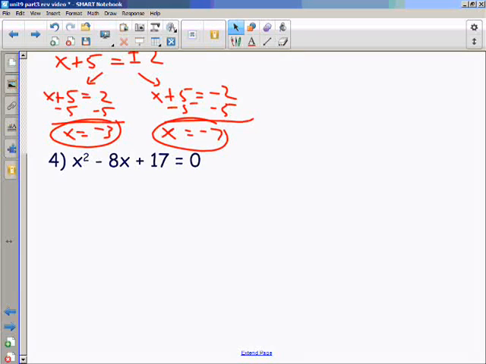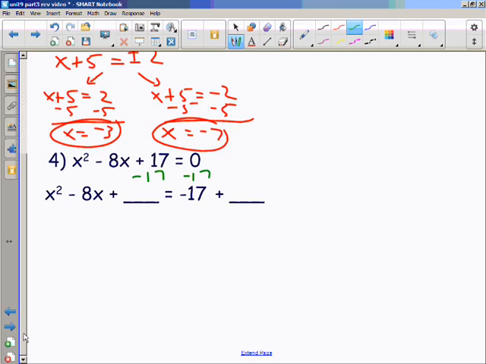Notice that we don't have the x squared and the x by themselves on the left side, so our first step is going to be to subtract 17. In that case, we end up with x squared minus 8x plus whatever it takes to make a perfect square equals negative 17. And we're going to take half of negative 8, that's negative 4, and square it. That makes it a positive 16.